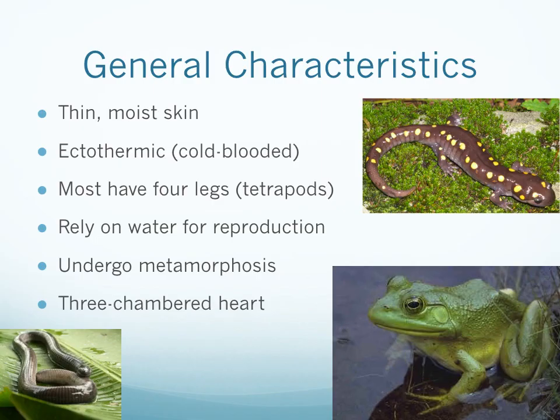So the first tetrapods that you're going to study are amphibians, and these are their general characteristics. They have thin, moist skin. That's because their skin is used primarily for gas exchange. They have lungs in the adult stage, but lungs are an accessory organ. They don't have weak lungs, they have accessory lungs. Their main respiratory organ is their skin.